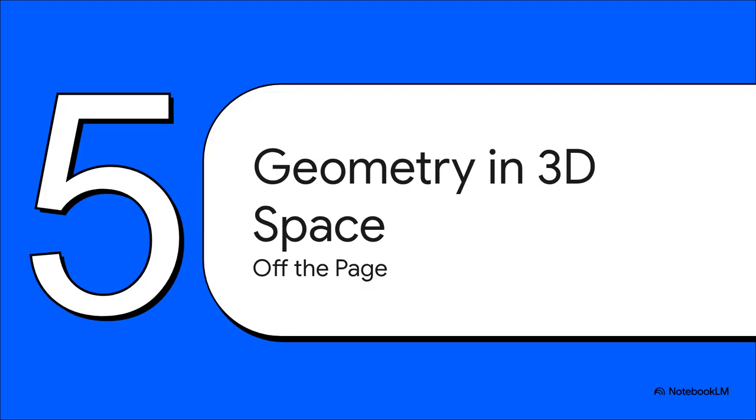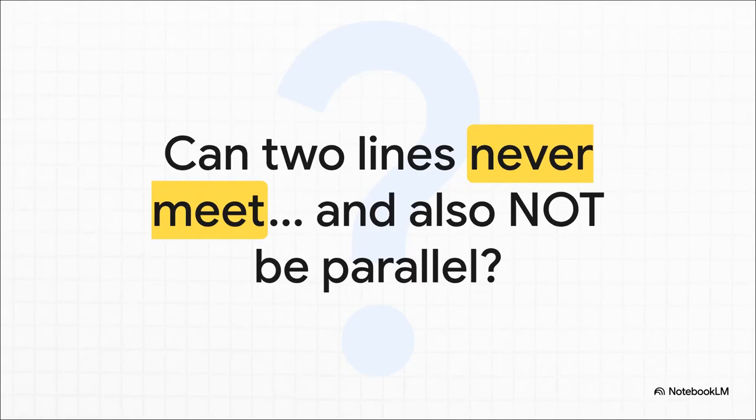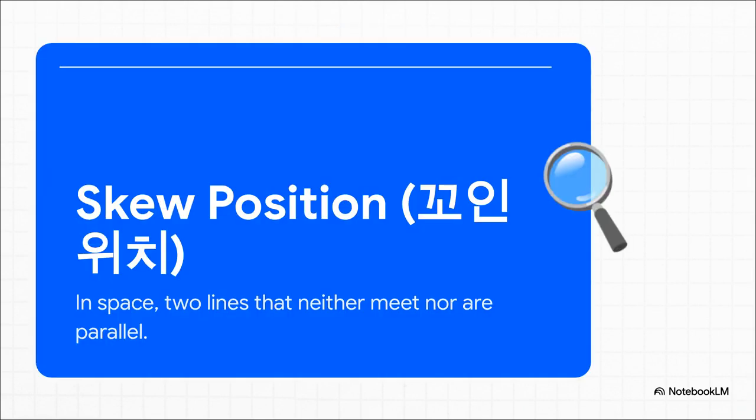So we've built this fascinating 2D world with all these cool rules. But we don't live on a flat piece of paper. So for our final section, let's see how things get even more interesting when we take our universe into the third dimension. Now, think about that for a second. In 2D, those are the only two options, right? They cross or they don't. But in 3D space, when you add that extra dimension of depth, is there a third possibility? And the answer is a mind-bending yes.